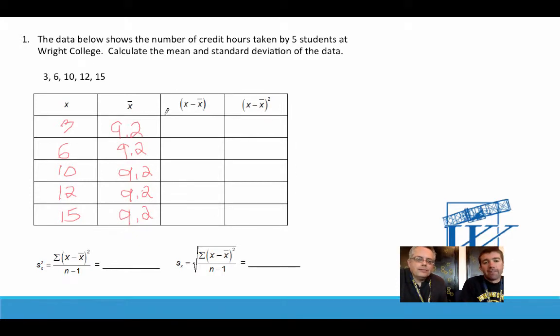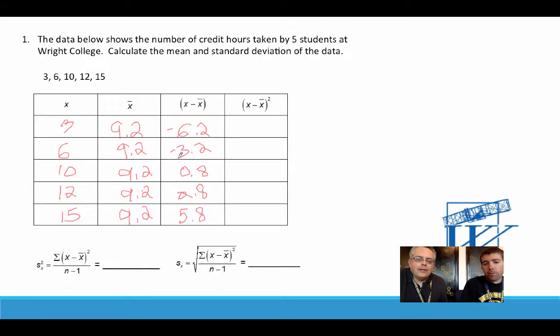Now we want to find the deviation, or the distance between each point and the center. So we have 3 minus 9.2, which is negative 6.2. Then negative 3.2. That one's going to be positive because it's greater than the mean, so it's 0.8. That one's going to be 2.8, and that one's going to be 5.8. So deviation is negative if the value is below the mean, it's 0 if it equals the mean, and it's positive if it's above the mean.